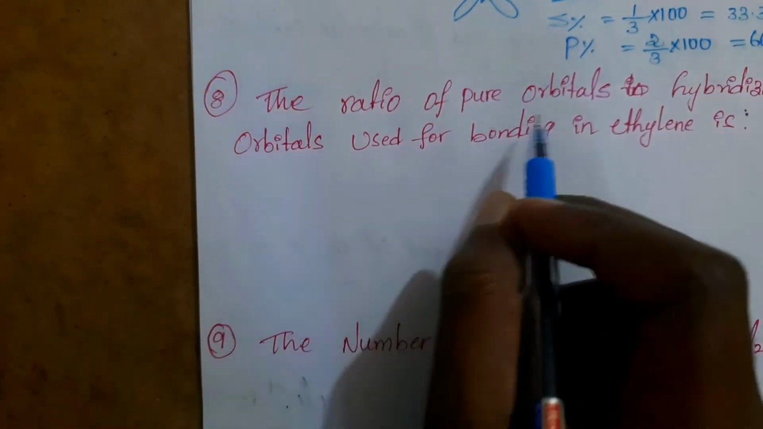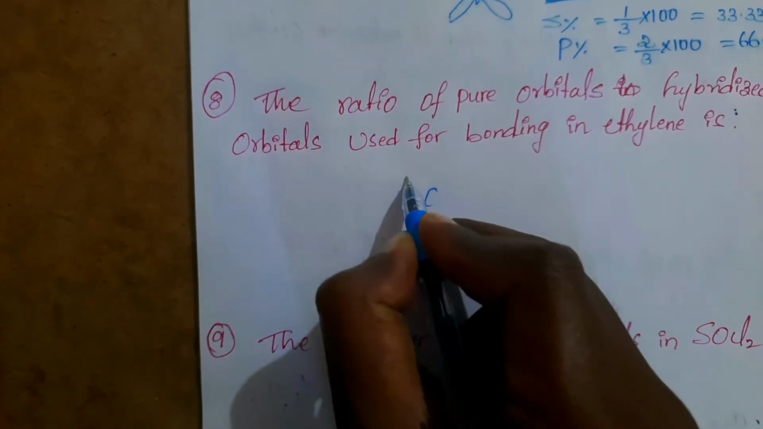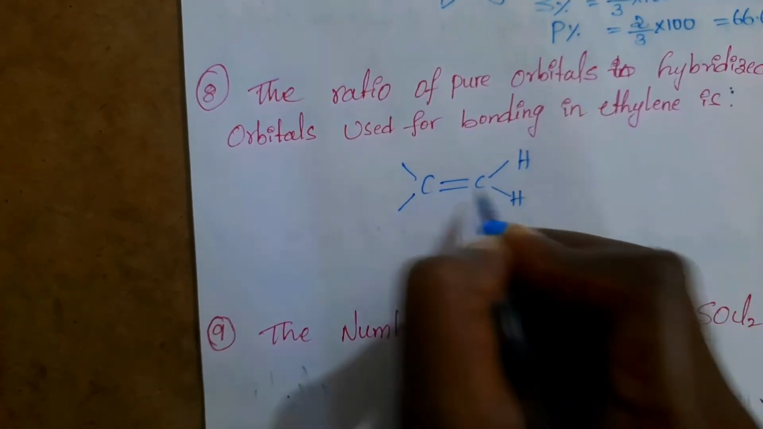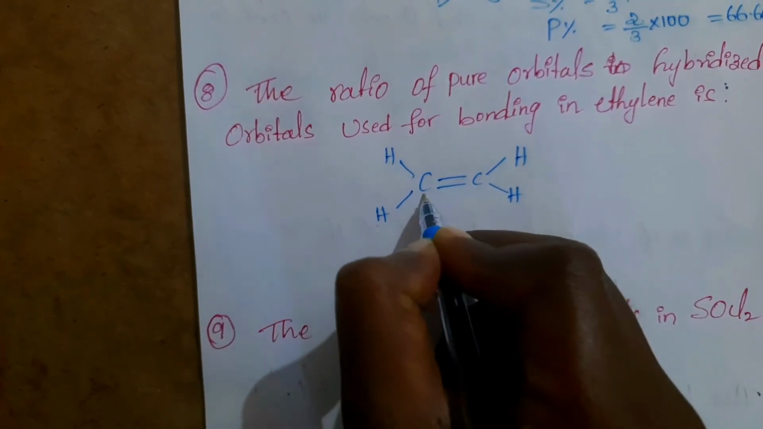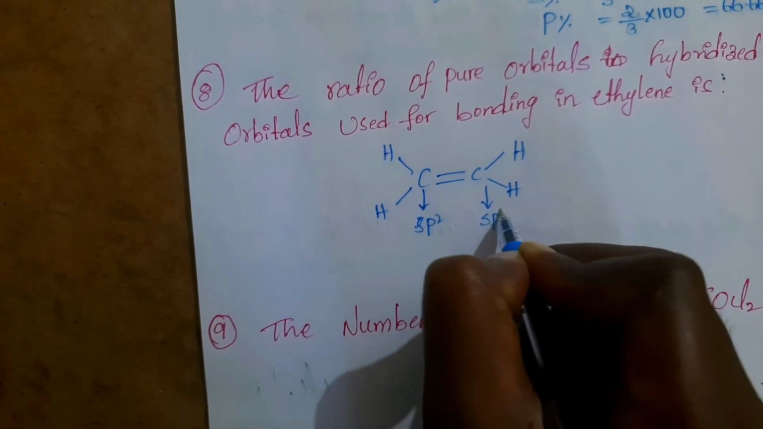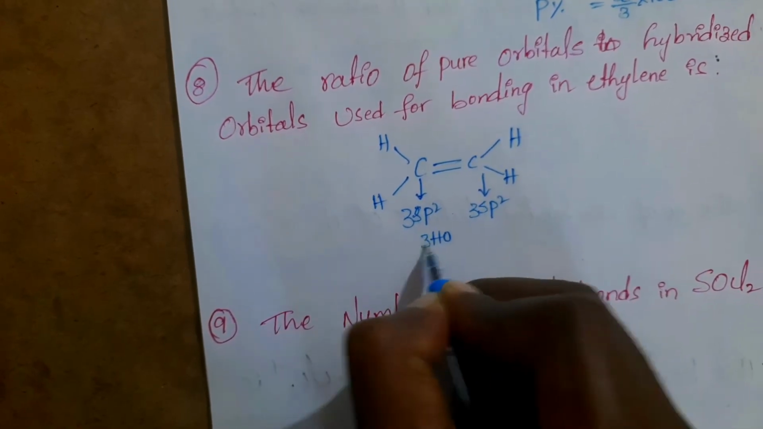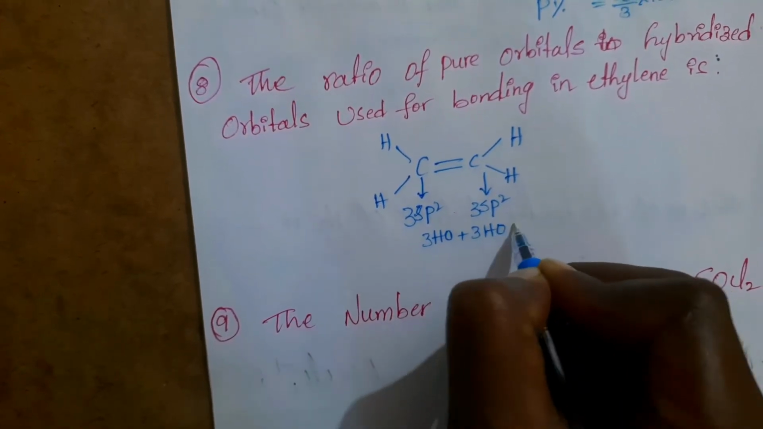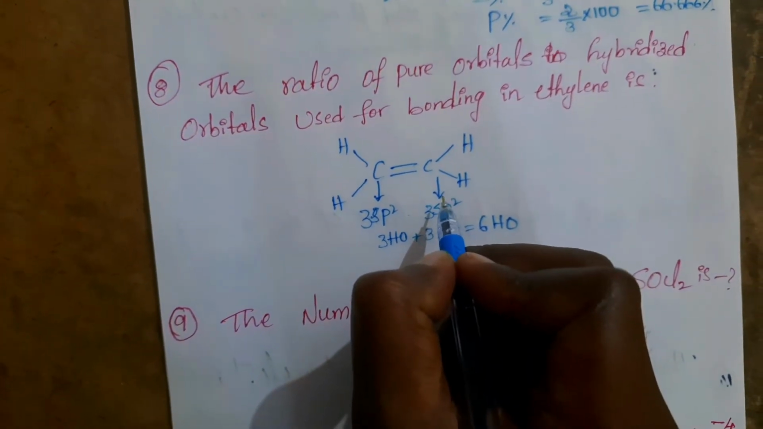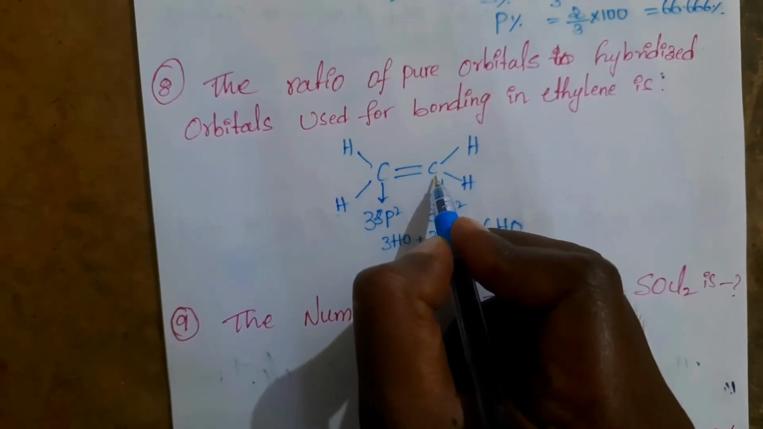Next one is the ratio of pure orbital and hybrid orbital used for bonding in ethylene molecule. So this is the ethylene molecule. In ethylene molecule, each carbon participates in which hybridization? sp2 hybridization. sp2 means how many hybrid orbitals? 3 hybrid orbitals. Total of hybrid orbitals will be how many? 6 hybrid orbitals. So carbon containing total of 4 orbitals, 3 are involving in hybridization. 1 orbital not participating in hybridization.